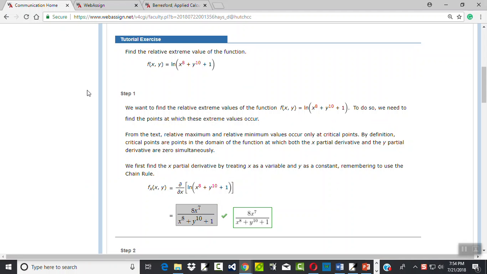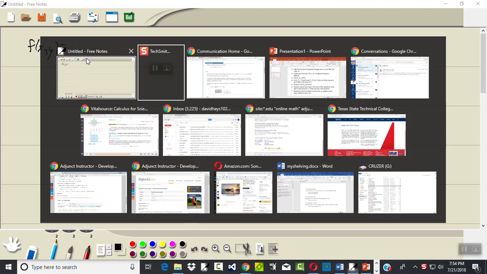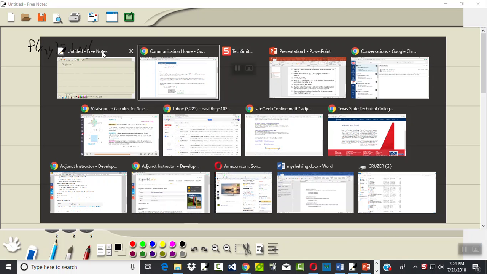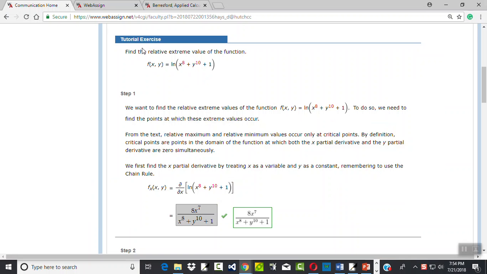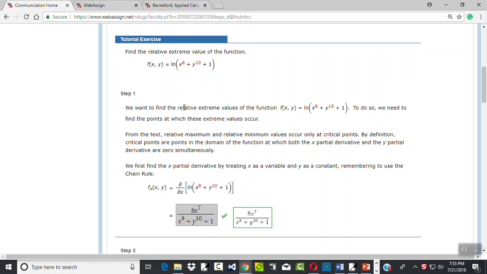Okay, you were asking about this problem. f(x,y) equals the natural log of x to the 8th plus y to the 10th plus 1. So let's go through our steps.